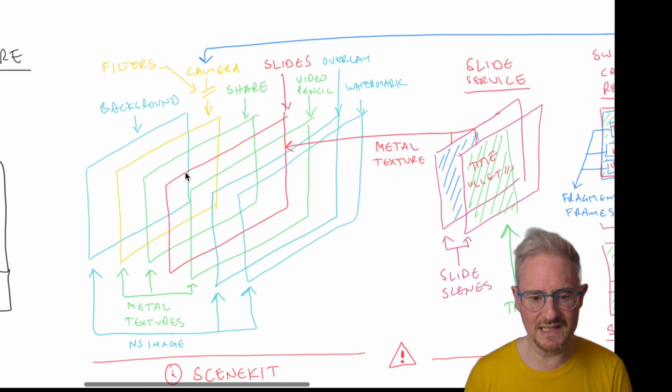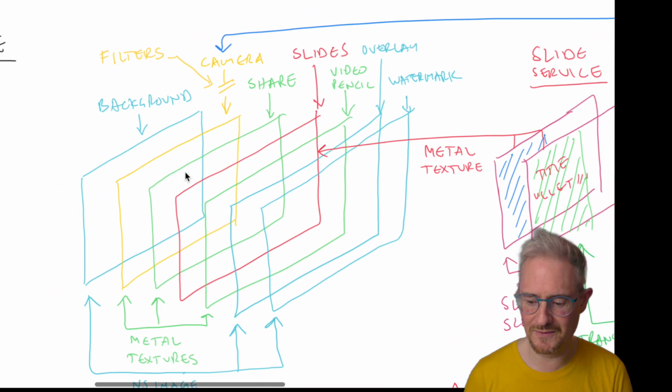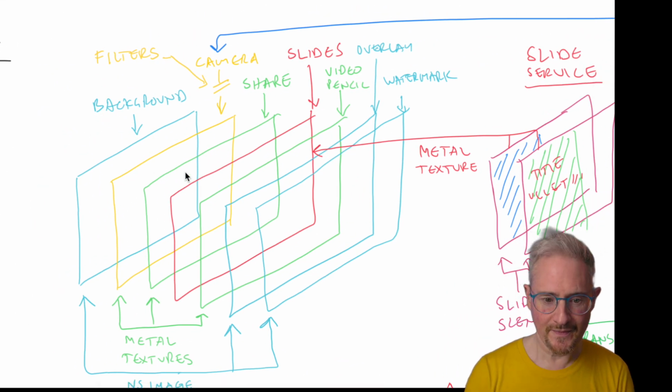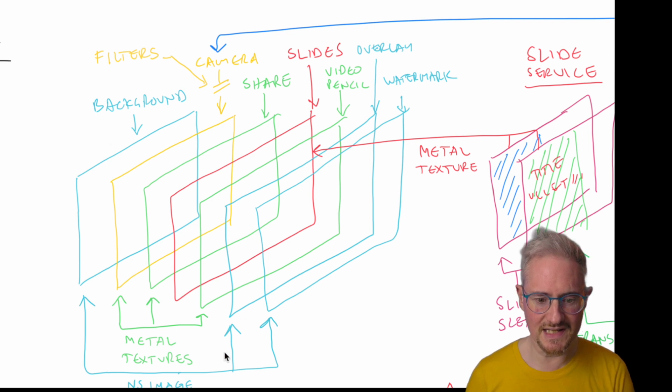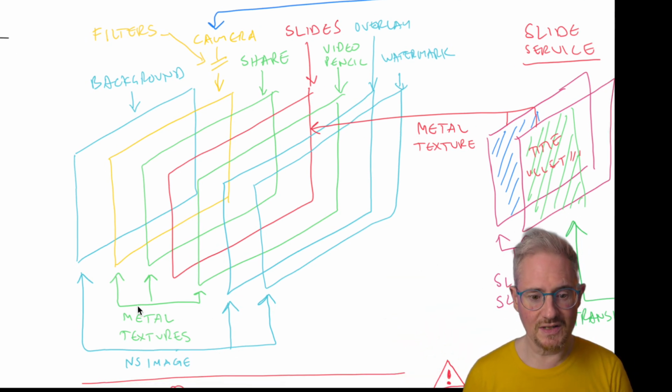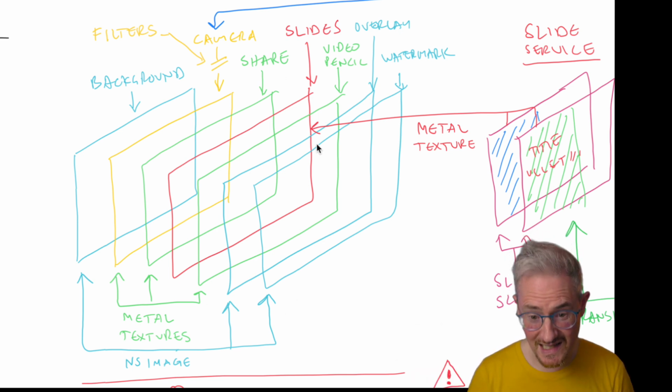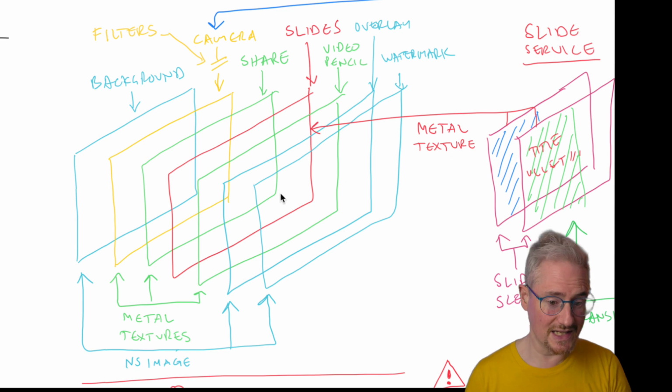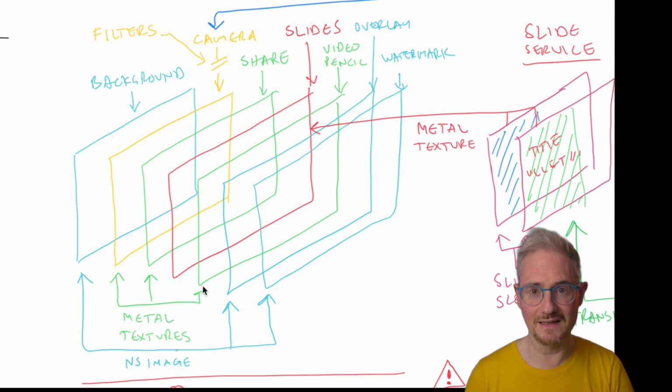And then just to give you an idea, this is the overall layering. Certain things are just images, like NSImages, which you can assign in SceneKit. I've got Metal textures, which I generate from different parts of the app. I've got slides, which I'll talk about in a minute, and Video Pencil there. So the green stuff, Metal.